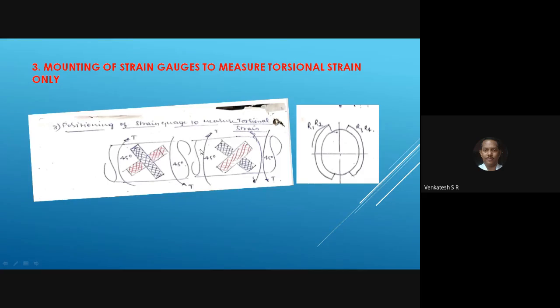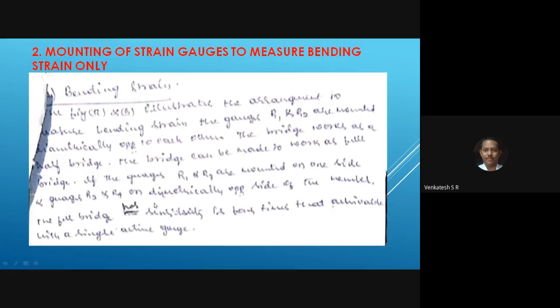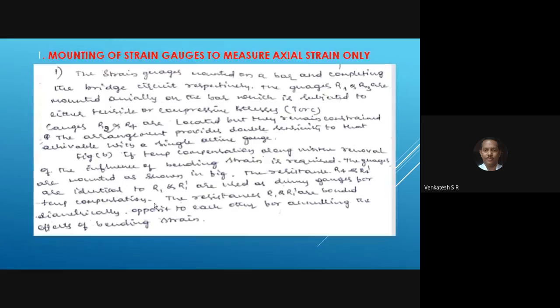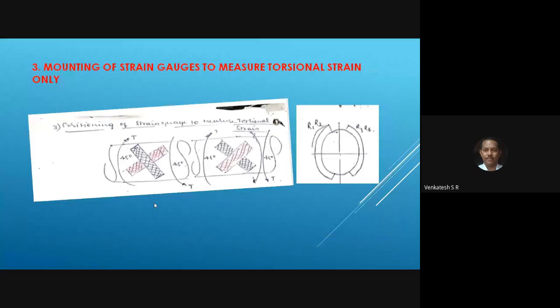or on the shaft. Then you measure the excited voltage by using the relation R1 by R2 equal to R3 by R4. So this is the positioning of strain gauges to measure torsional strain only. All of you mark it, very important.